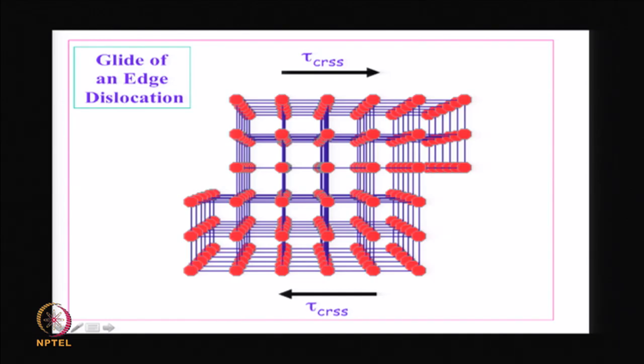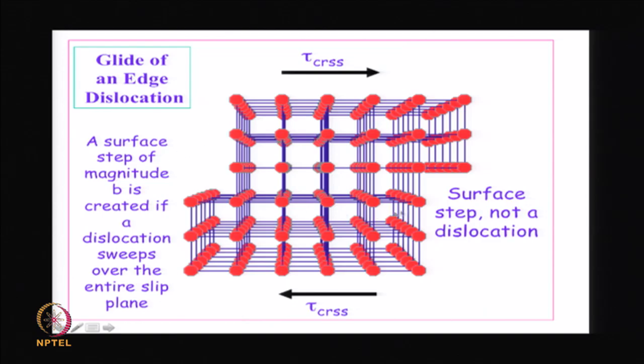So, this is, as I told, a surface step and not a dislocation. If you look at the step magnitude, the magnitude of the surface step is equal to the Burgers vector of the dislocation. So, a surface step of magnitude b is created if a dislocation sweeps over the entire slip plane. So, this is the glide motion of the dislocation line.